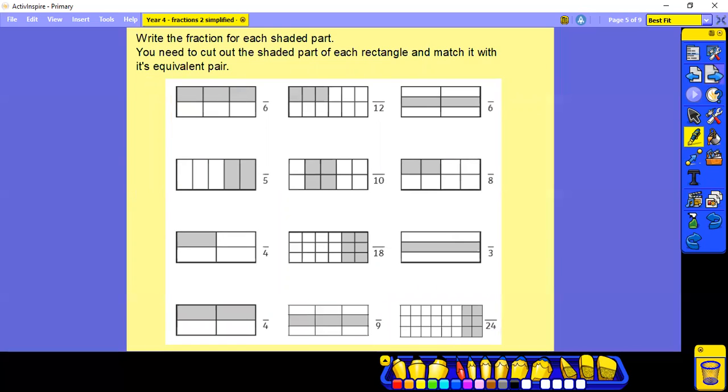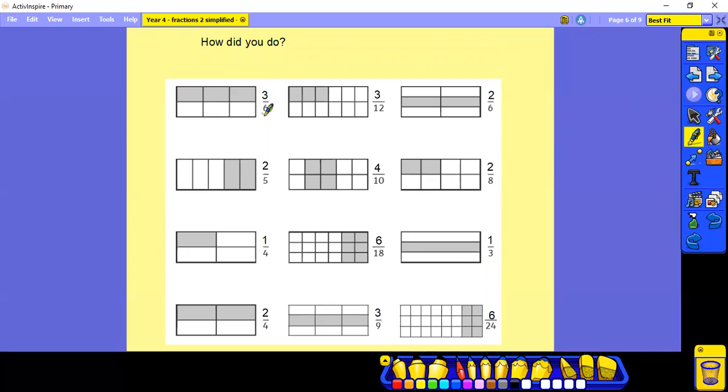Write the fraction for each shaded part, and then you need to cut out the shaded part of the rectangle and match it with its equivalent pair. So you will need to print this off to have a go. You might be able to try it on your own, but have a try. Pause now whilst you have a go.